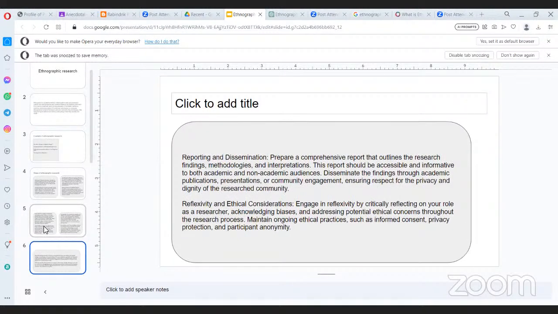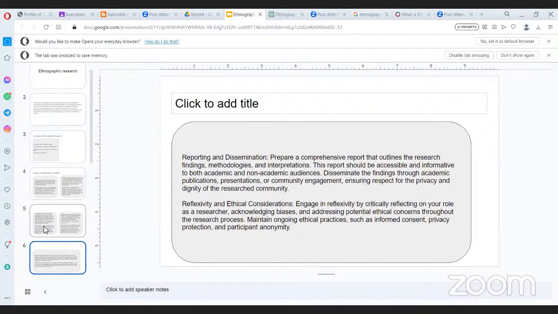Reporting and dissemination. Prepare a comprehensive report that outlines the research findings, methodologies, and interpretations. This report should be accessible and informative to both academic and non-academic audiences. Disseminate the findings through academic publications, presentations, or community engagement, ensuring respect for the privacy and dignity of the research community.